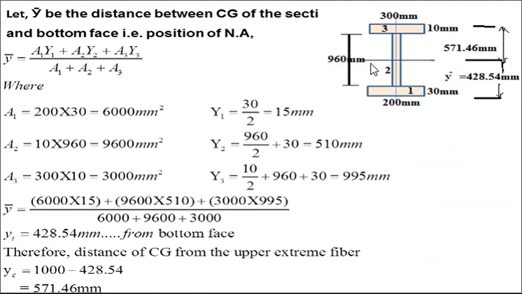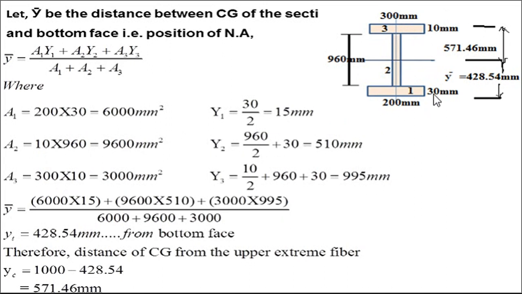Now you have to calculate the moment of inertia. But due to the unsymmetrical section, first of all you have to find y bar, the position of the neutral axis. How many sections are there? Bottom flange section 1, middle web section 2, top flange section 3. Here there is no cutting portion, all three portions are added. So y bar is equal to a1 y1 plus a2 y2 plus a3 y3 divided by a1 plus a2 plus a3. A1 means the area of the bottom part, 200 into 30, middle web 960 into 10, top flange 300 into 10.